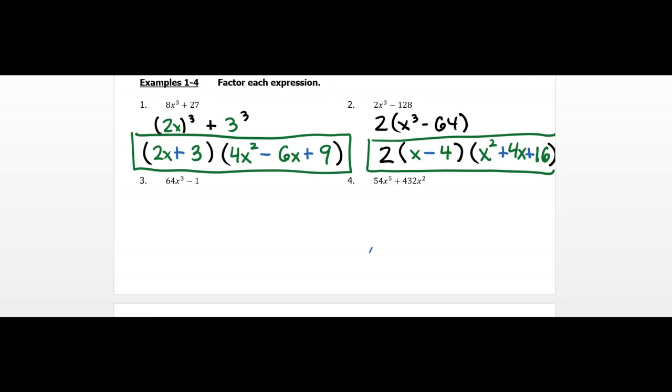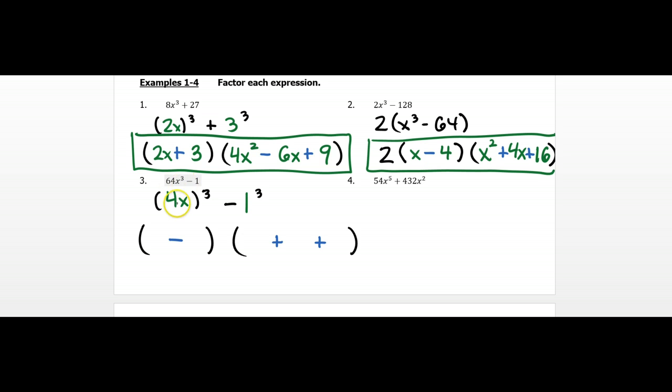For number 3, we have 64x cubed minus 1. And so the 64x cubed, we could rewrite that as the quantity 4x to the third power. 4x is the cube root of 64x cubed. And then 1 is also a perfect cube. 1 is just 1 cubed. So to factor this, we'll go ahead and do our signs first. This is a difference of cubes, so it's going to be same, opposite, always positive.